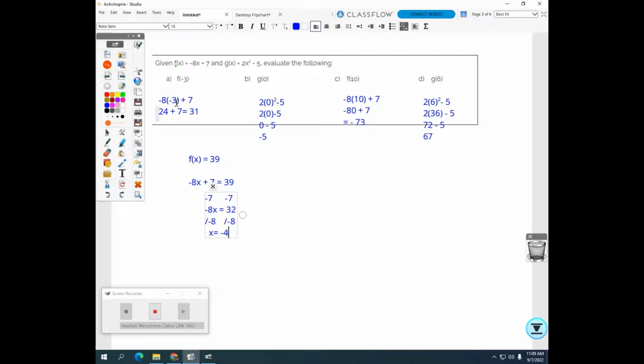Okay, so when it's in parentheses, that's the value of x, and you're replacing x and you're simplifying. When it's not in parentheses, that's your output, and you're replacing the output and solving for x.